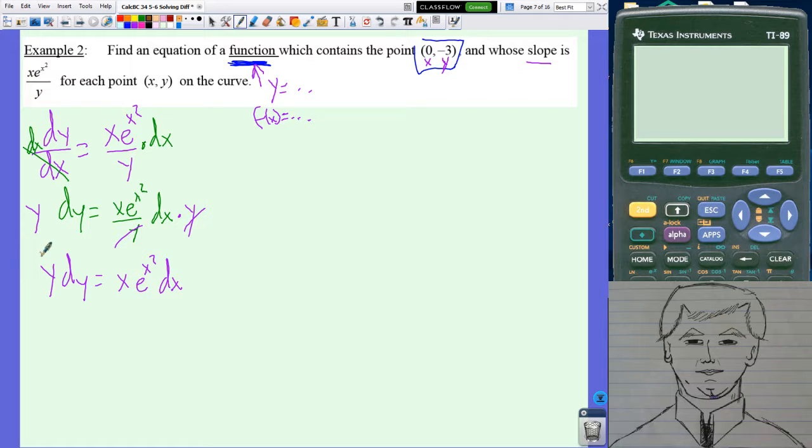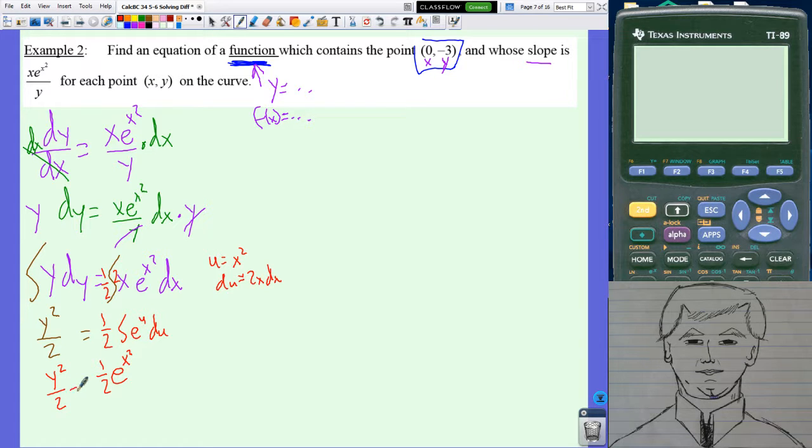Sweet. So let's integrate. The integral of y is y squared over 2. Right here, you have a u-sub going on, so I'm going to do some work on the side. Your u would be x squared, and du is going to be 2x dx. I create the 2, so I must multiply by 1/2. So you get 1/2 the integral of e to the u du, which is 1/2 e to the u, which is 1/2 e to the x squared. So y squared over 2 equals 1/2 e to the x squared plus c.